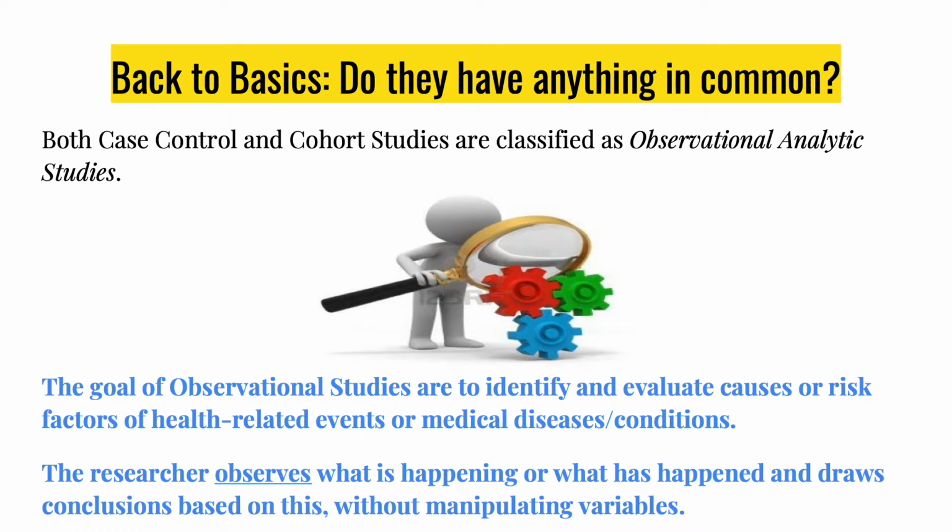I've already stressed that these two types of studies are different from each other, but do they have anything in common? They actually do. Case control and cohort studies are classified as observational studies. This means that the researcher observes individuals and measures variables of interest, but does not attempt to manipulate or influence the variables. In observational studies, it is important to note that one cannot determine causation, only correlation.